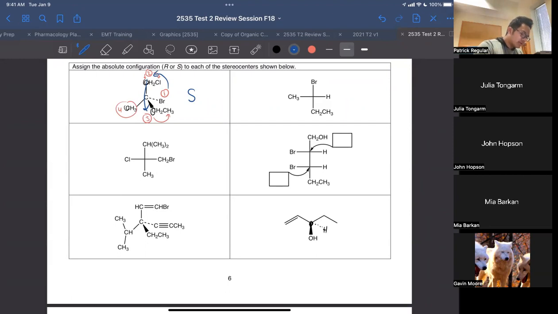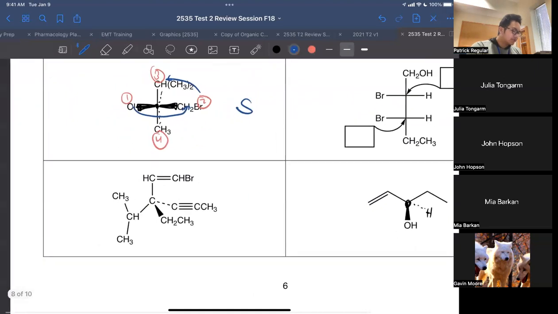Okay. For this one, we have a wedge right here, dash right here, right? Cl is our priority group number 1, CH2Br is number 2, and then CH3, our geminal methyl group, I don't know why I wrote 2, will be our third group. Our methyl group would be 4. You can see that the fourth group is already dashed, so we can just count it normally. This is going to be 1 to 2 to 3. It's going to be S, normal counterclockwise.